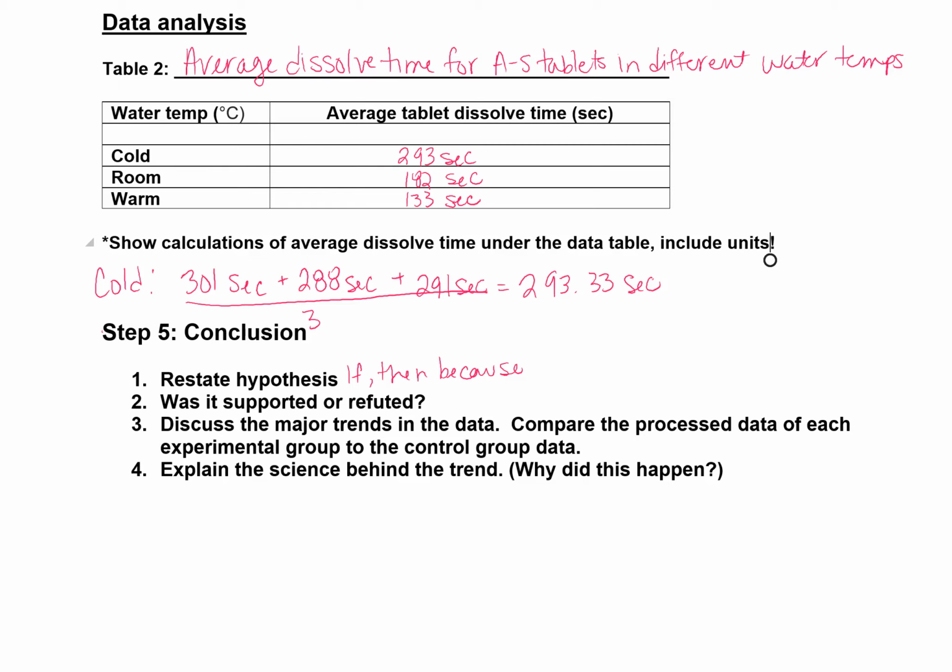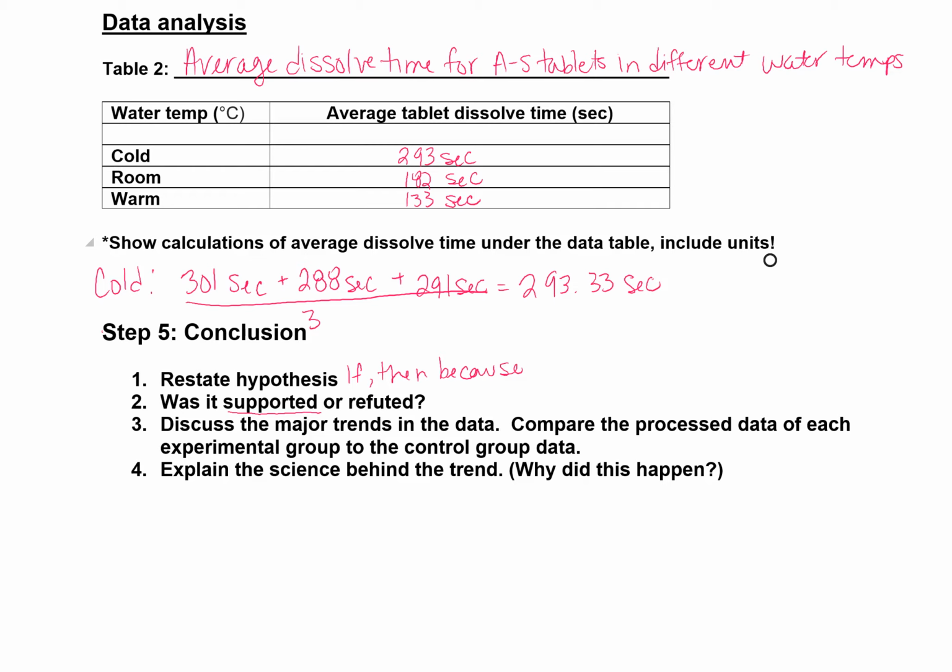So first thing, just restate that hypothesis. It should be really easy. Second, you want to indicate whether it was supported or refuted. Remember, it's very important to use the term support and not the word proven. We cannot prove a hypothesis. So the third thing you want to do is show how that hypothesis was supported or refuted.